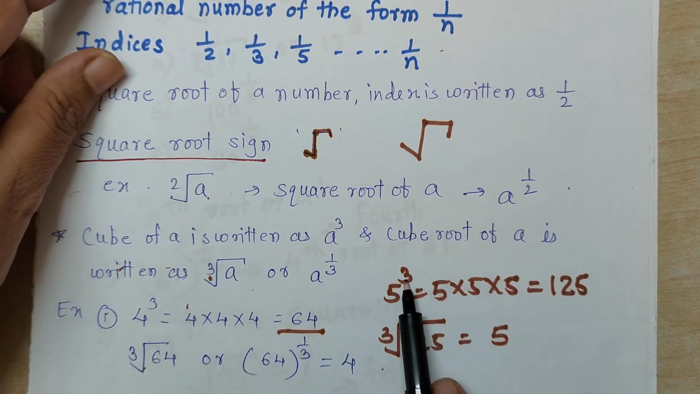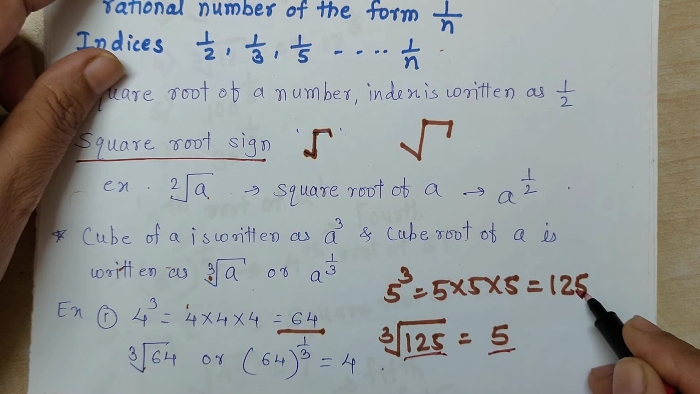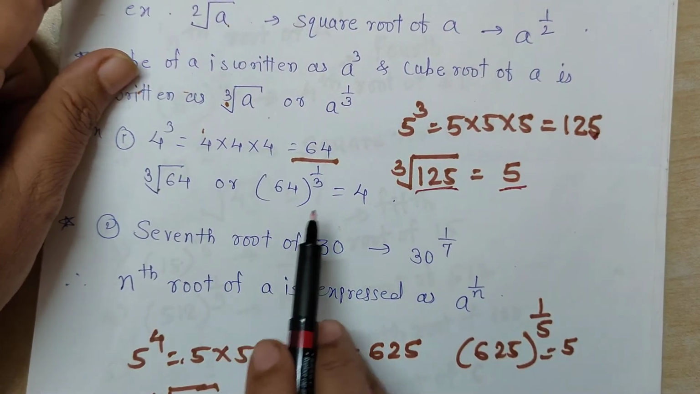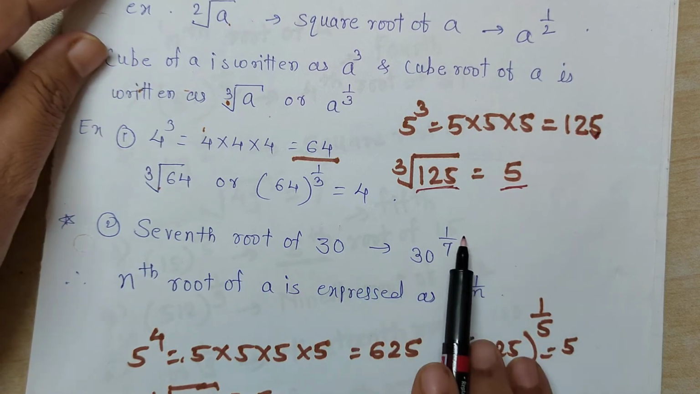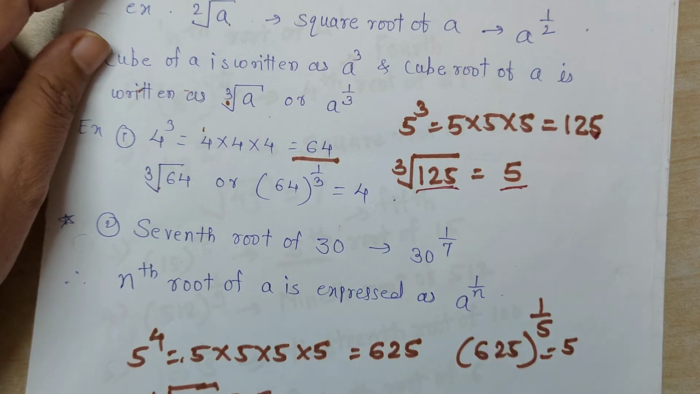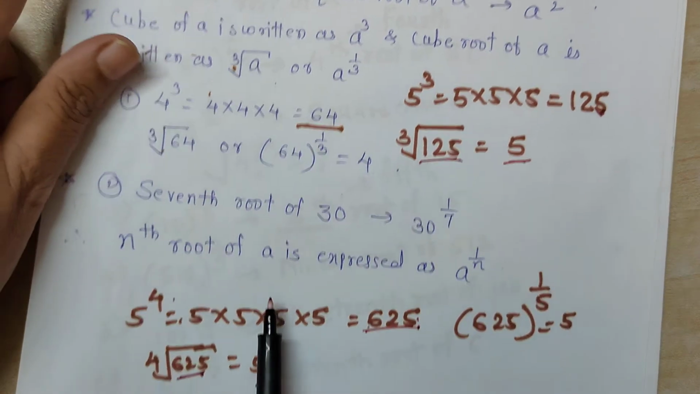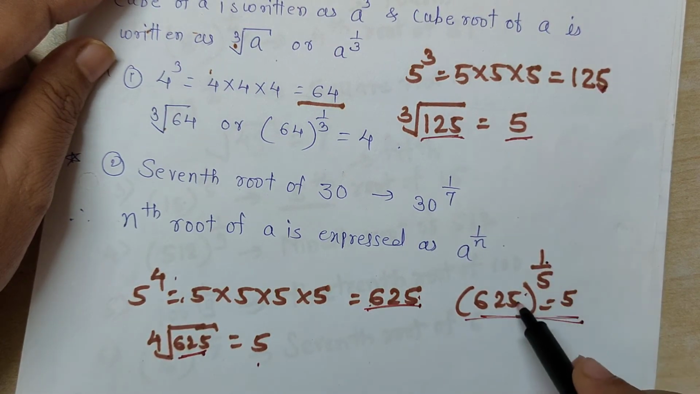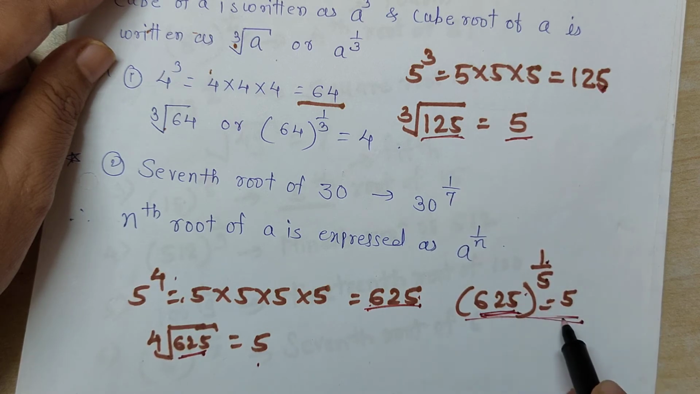Now we know that 5 cube is equal to 125 and cube root of 125 is 5. This way we can write cube of 4 is 64 and cube root of 64 is 4. Now we will write other numbers. 7th root of 30, 30 raised to 1 by 7. Nth root of a is expressed as a raised to 1 upon n. 5 raised to 4 is 625, and 4th root of 625 is 5. This way, using laws of indices, we can write the 4th root of 625 is 5.